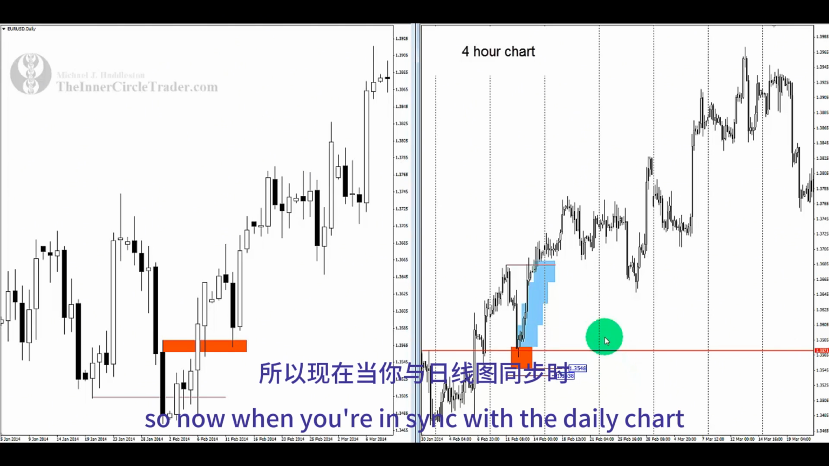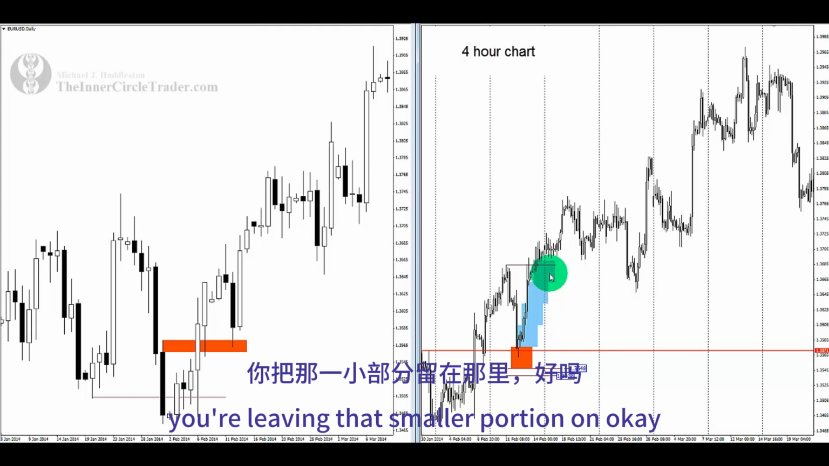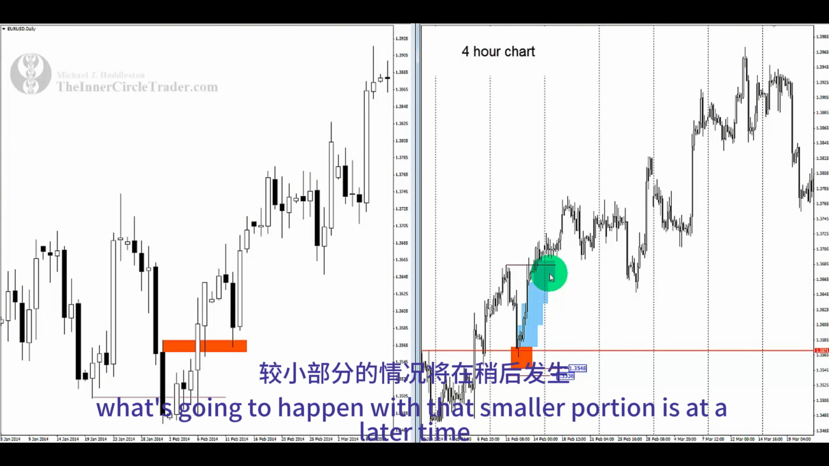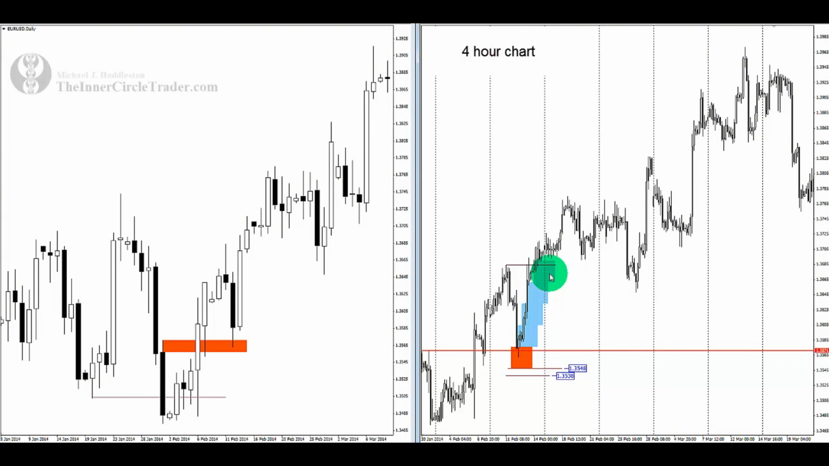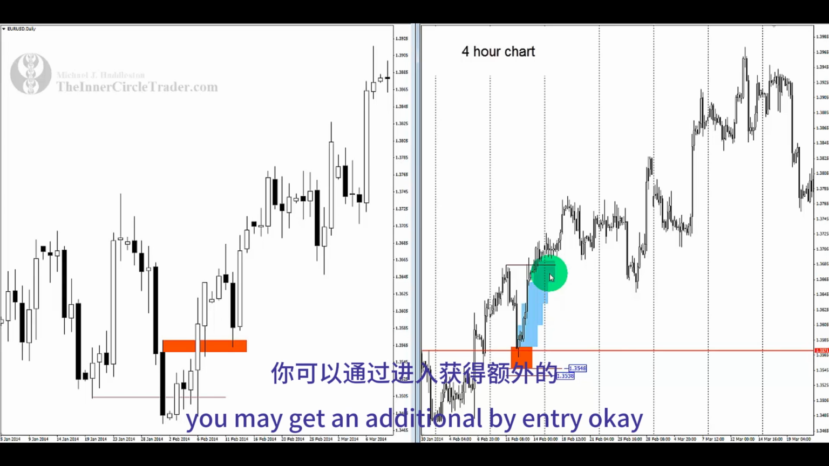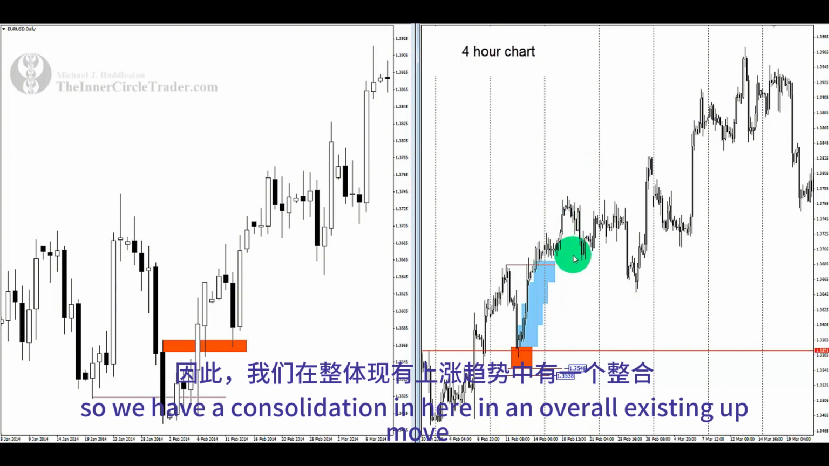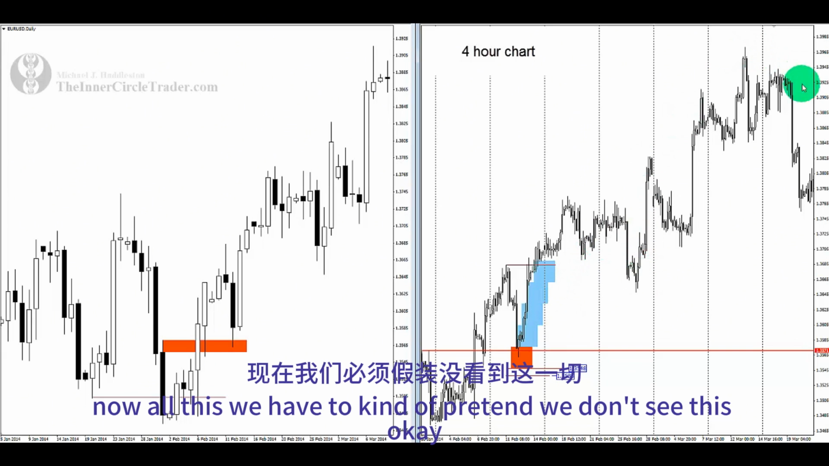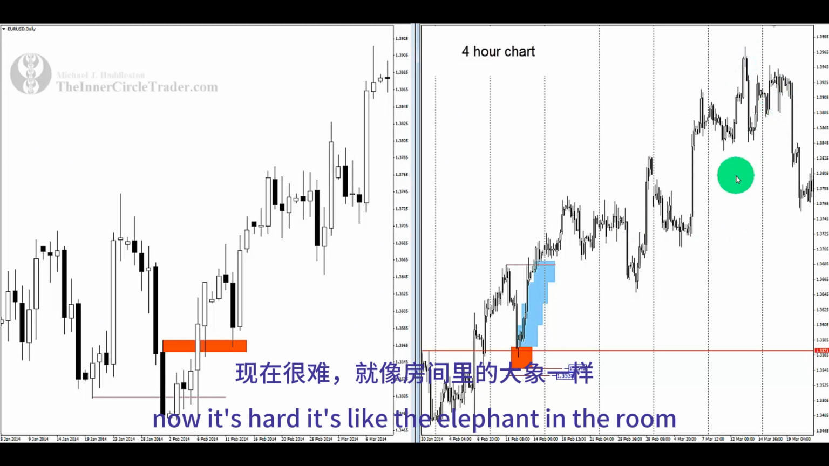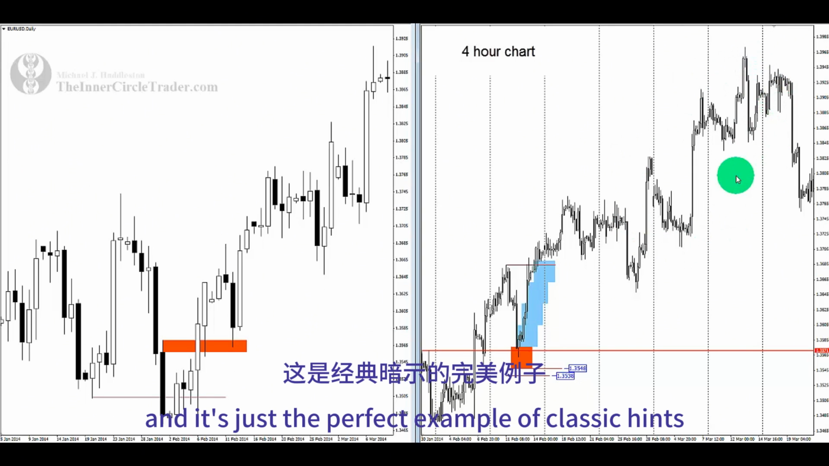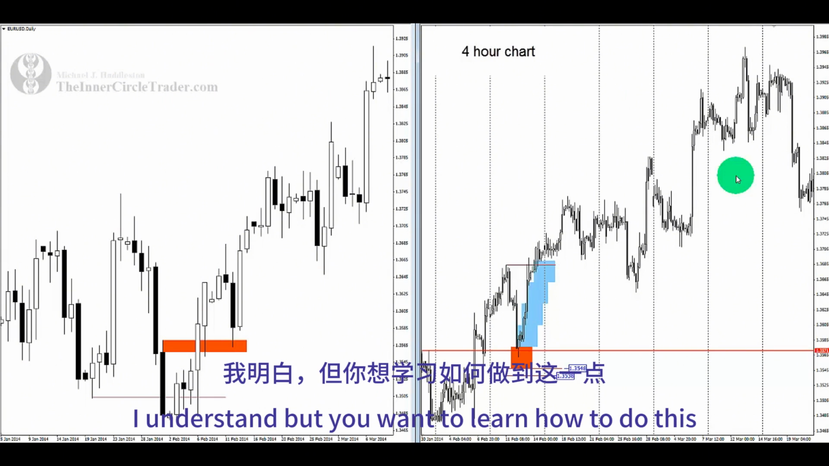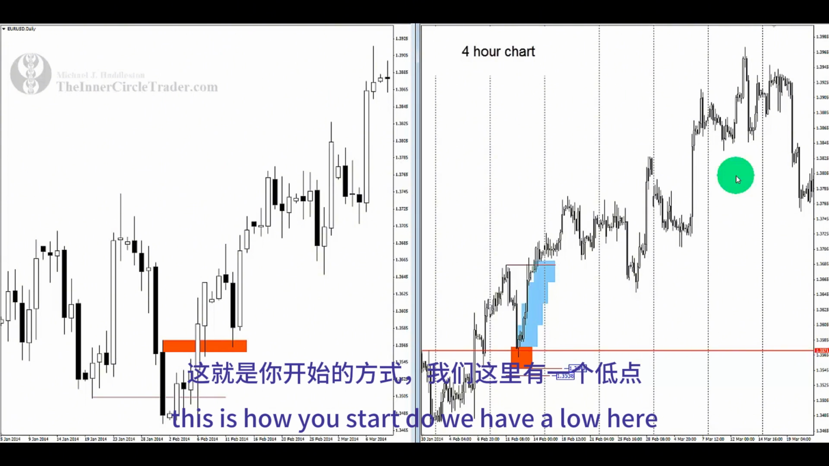So now, when you're in sync with the daily chart, you're in sync with the 4-hour chart, you're leaving that smaller portion on. And now what's going to happen with that smaller portion is at a later time, you may get an additional buy entry. So we have a consolidation in here and an overall existing up move. Now, all this, we have to kind of pretend we don't see this. I know it's hard, it's like the elephant in the room, and it's just the perfect example of classic hindsight, I understand, but you want to learn how to do this, this is how you start.